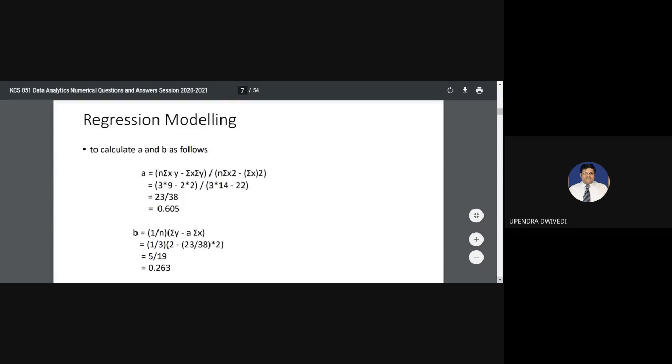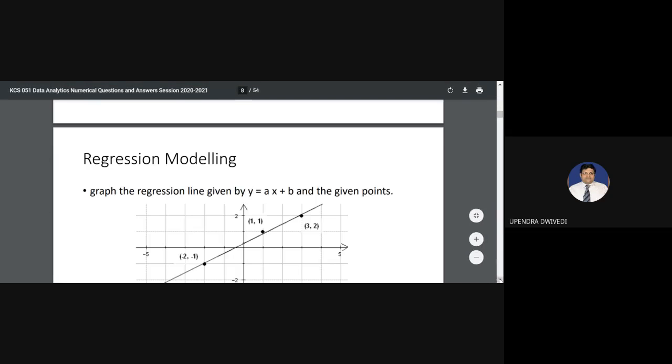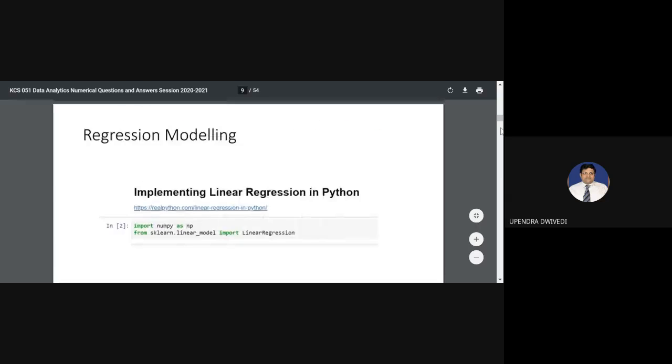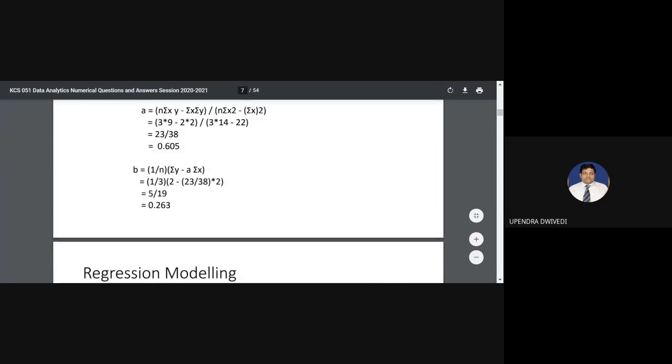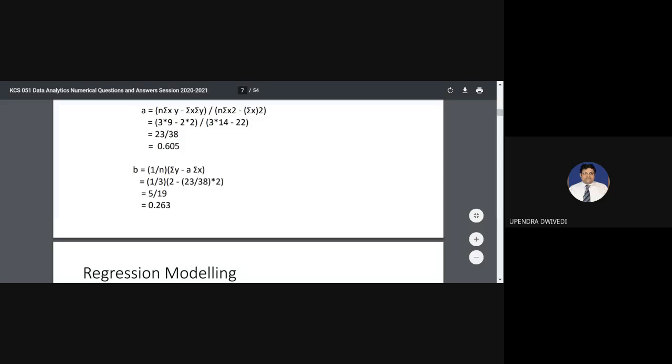Now we will calculate the equation of the line. So this will be a graph represented by y equal to ax plus b. Okay. And your line will be y equal to 0.605 x plus 0.263. So that will be your line.